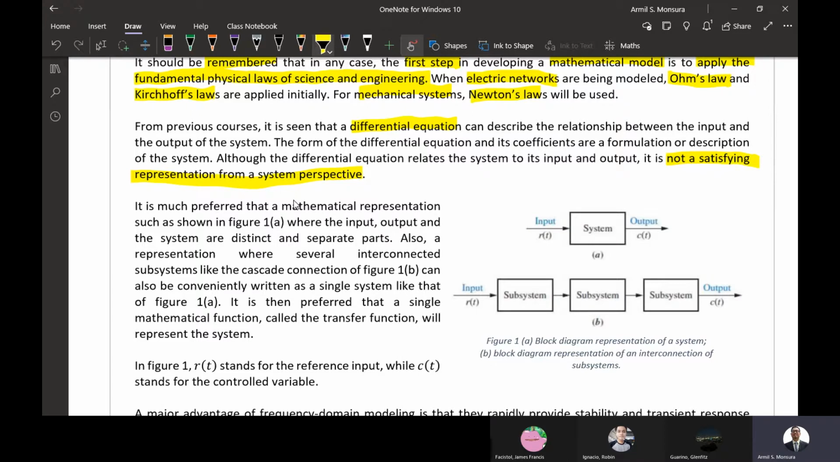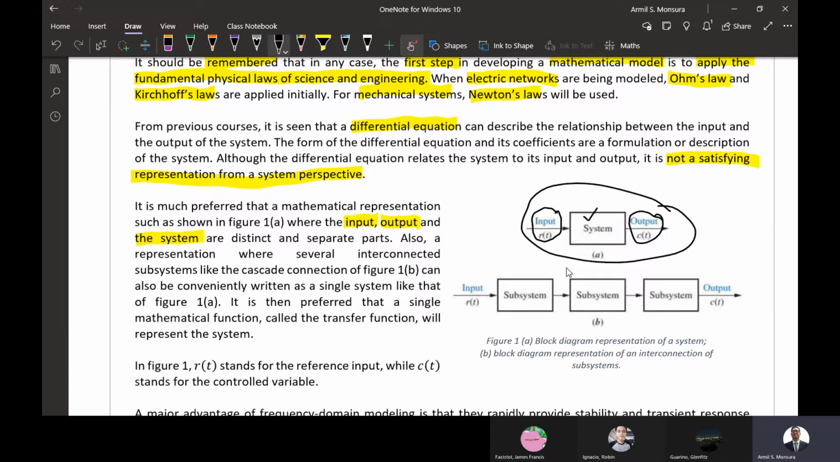So the type of mathematical model we want is one where we will be able to separate the input, the output, and the system, such as what we are seeing here. So we want the signal for the input and the output to have their own representation, and then a different representation for our system. Okay, the problem with a differential equation is that you will not be able to separate especially the input and the output because they are in the same equation.